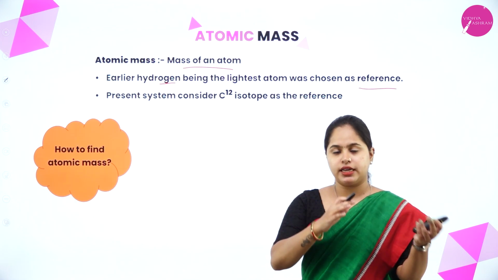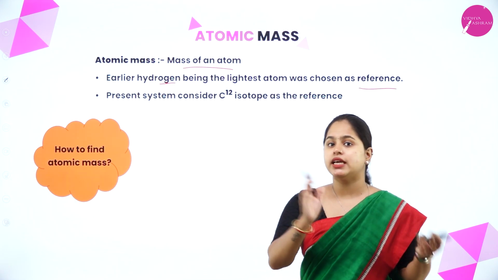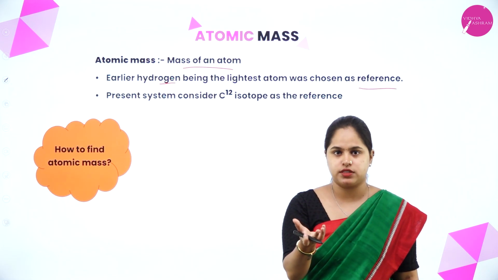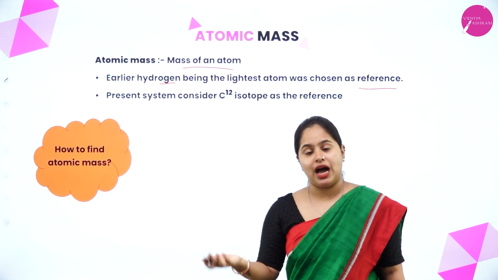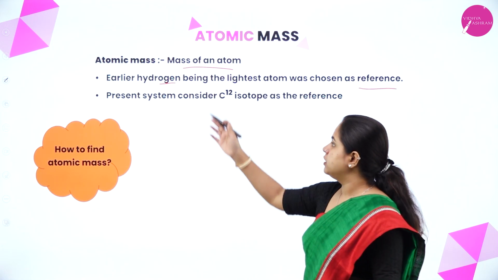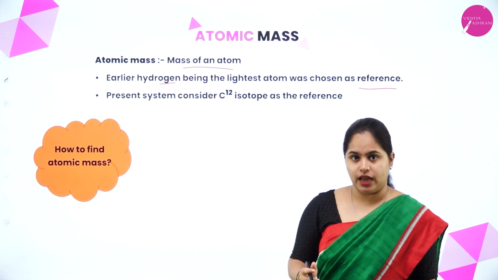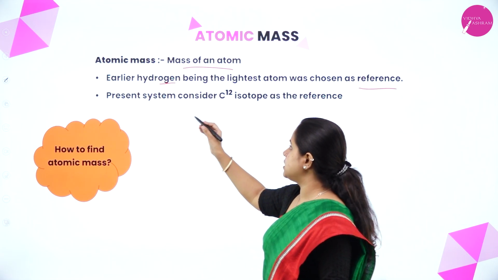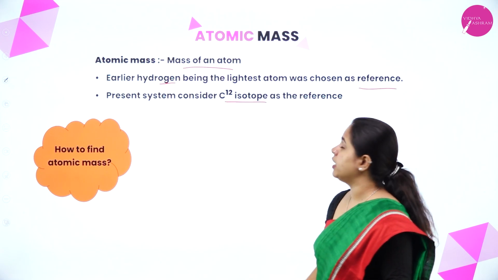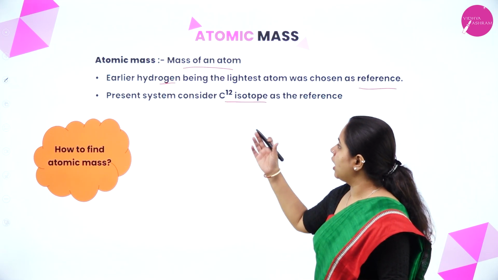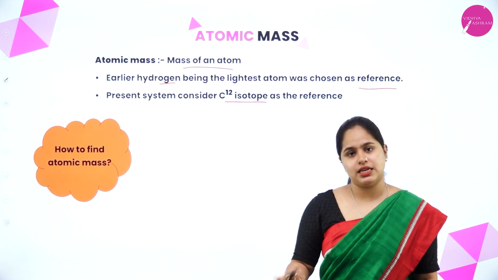Earlier hydrogen, being the lightest atom, was chosen as a reference. As I said, the mass is related with something else. So earlier hydrogen was your reference, right? So the mass of your atom was compared with the mass of hydrogen. But nowadays, hydrogen is not considered as your reference. The present system considers carbon-12 isotope as the reference.